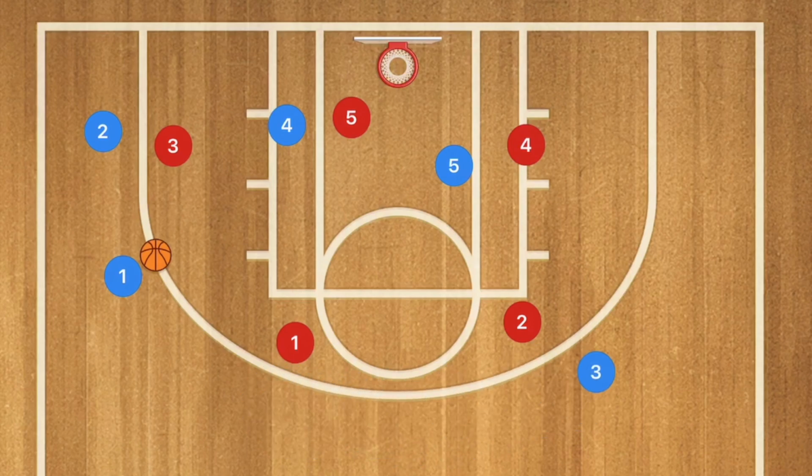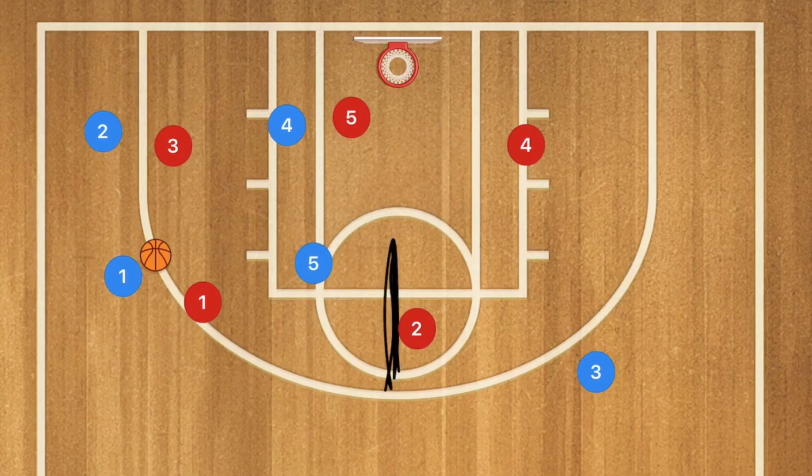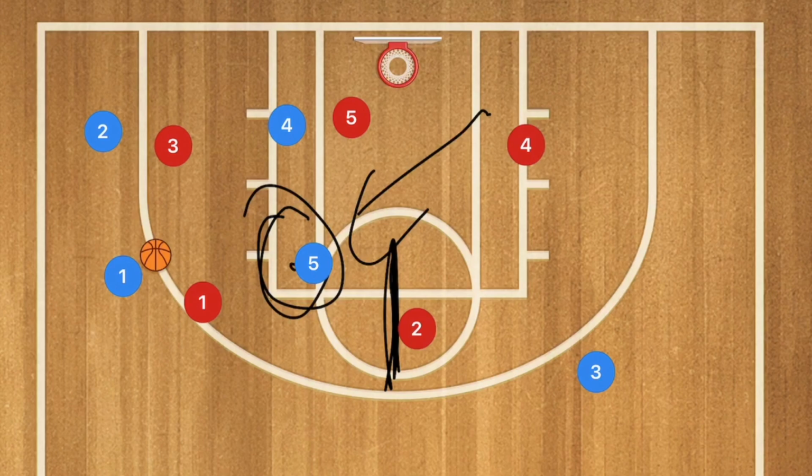Actually, no, sorry, that's a mistake. Player 1 will be guarding player 1 blue, and player 2 is going to be guarding the high post in the middle area, and we're going to have player 5 cutting up to the elbow or the corner of the key, whatever you want to call it, doesn't matter, this area.